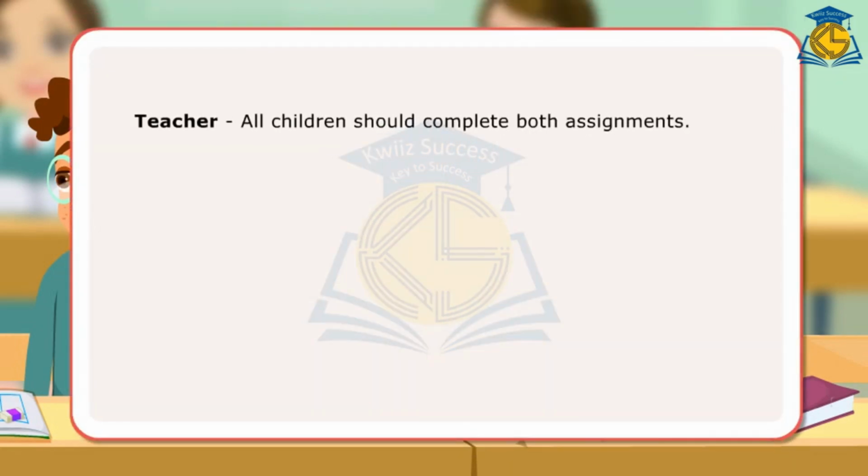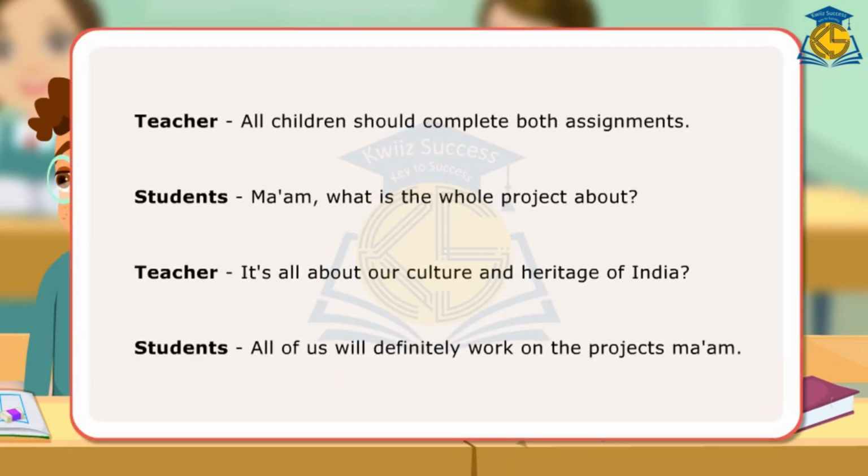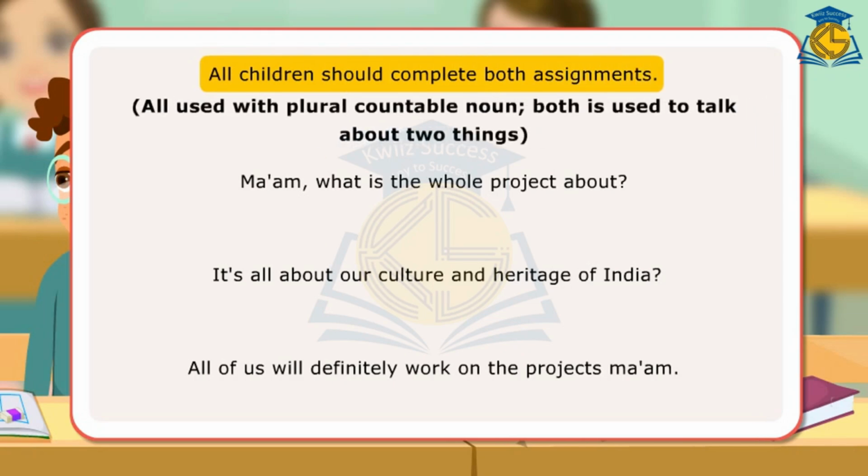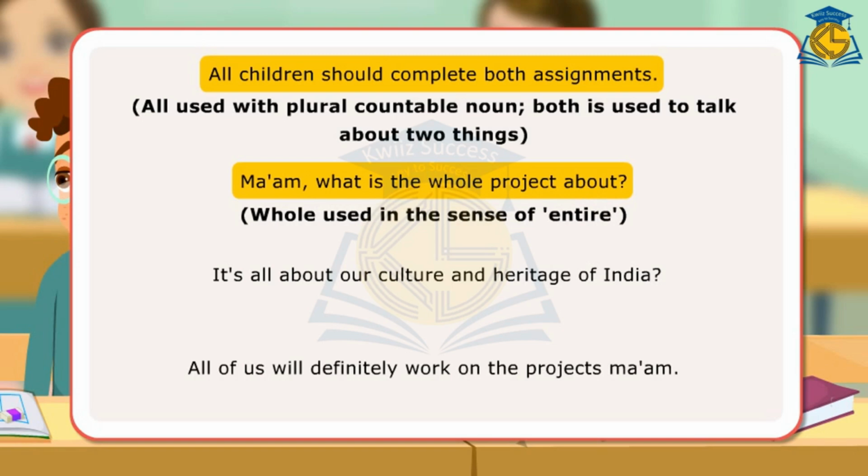In the conversation, we come across determiners like all, of, both and whole. Here are some examples. All children should complete both assignments. All is used with plural countable noun, both is used to talk about two things. Ma'am, what is the whole project about? Whole is used in the sense of entire.